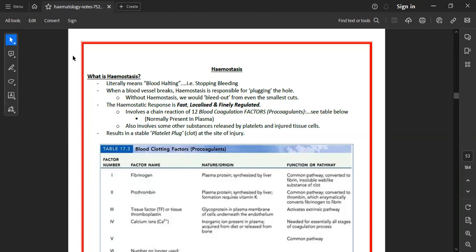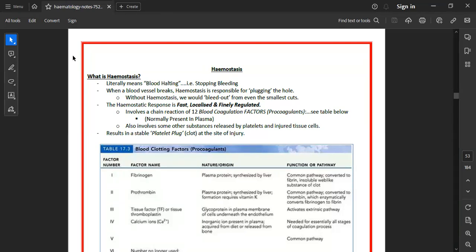Today is going to be about hemostasis. We covered the formation of platelets as part of the blood components. The importance of platelets is in hemostasis. Hemostasis basically means stopping bleeding. It involves the role of platelets, which is to keep us from bleeding out when we have an injury.